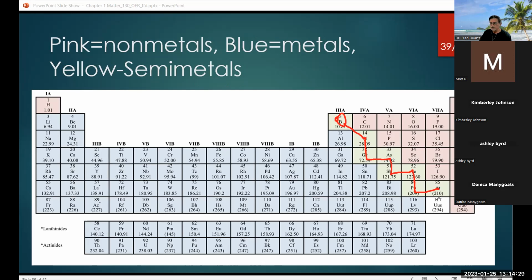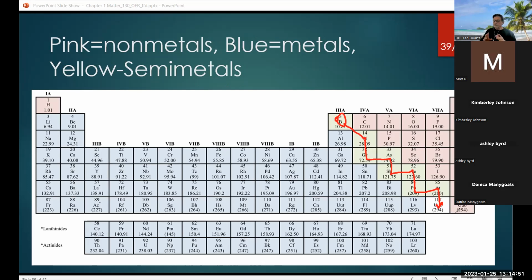Now, 118, I'm not sure, but I believe it's a semi-metal. It's a fairly new element. They haven't had a lot of it to study its properties, but it's predicted to be a metalloid. So that's probably what's going to happen. So everybody in the little stair step right there represents the metalloids.